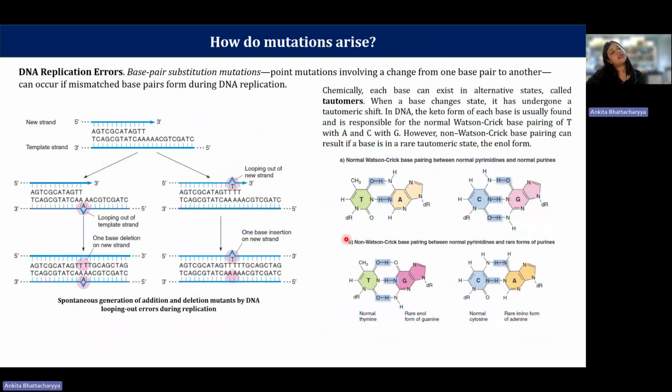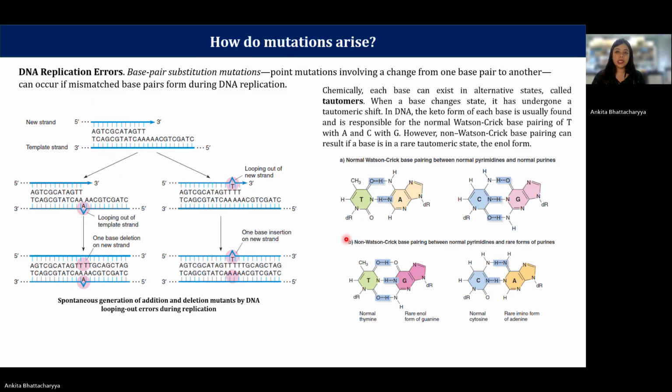Then comes the question, how do mutations arise? So when we talked about spontaneous mutations, I mentioned the fact that there can be DNA polymerase machinery errors or DNA replication errors that form a major class in this context. So that leads to very random, very spontaneous and uncontrollable mutations in the genome.